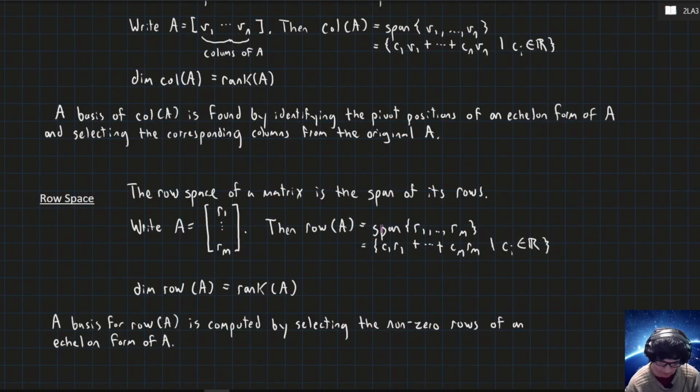There's also the row space associated to A. The row space is what you think it is. It's the span of the rows of A. So if we write A where this is row 1, this is row 2, all the way down to row M, then the row space of A is the span of these r's. And the dimension of the row space is actually the same as the dimension of the column space, and it's determined by the rank of A.